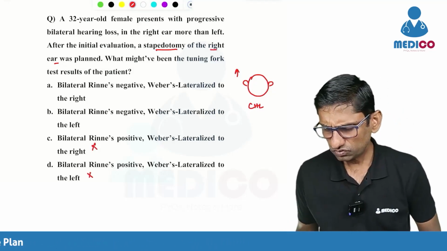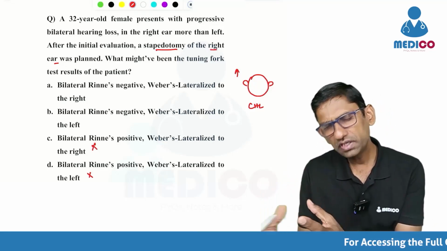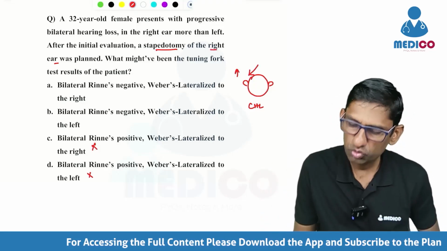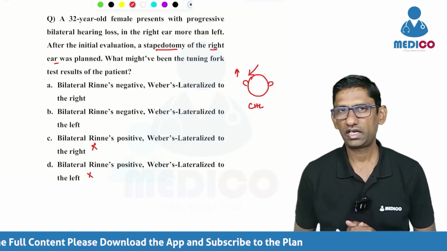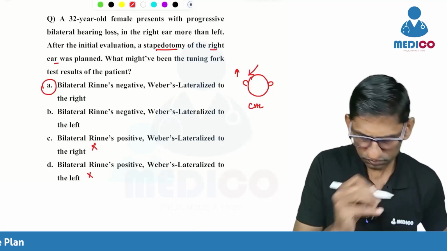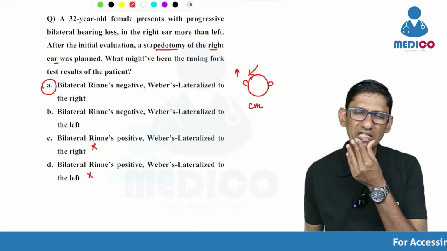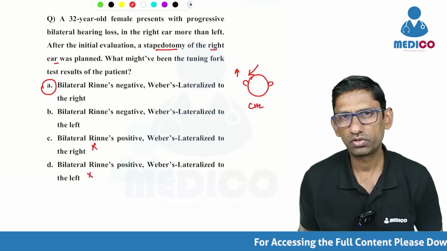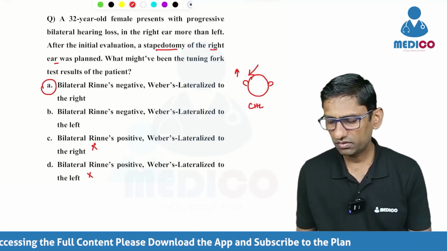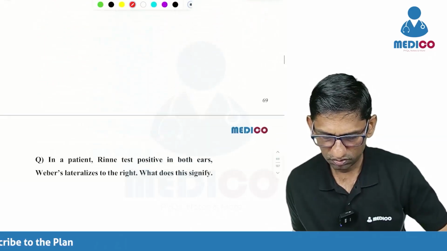Again, what happens to the Weber? In a conductive hearing loss, Weber will be lateralized to the deaf ear, the more deaf ear. We all know that very simply. So Weber is lateralized to the right ear. So bilateral Rinne is negative, and Weber lateralized to the right side is the typical inference of the tuning fork test here. Make a picture with the findings like this, and you can get the answer. So that is the answer here.